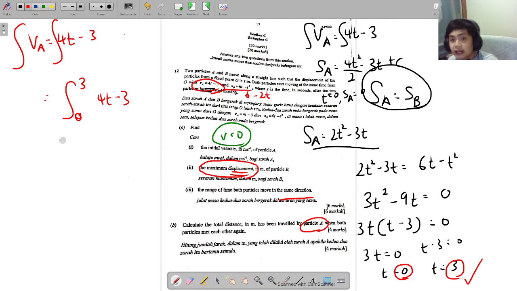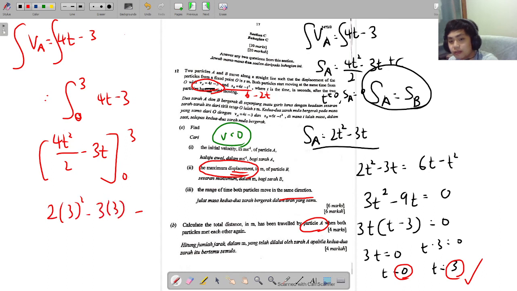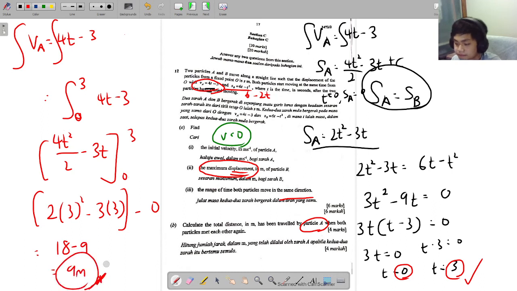From here, I have 4t squared over 2 minus 3t from 0 to 3. So it's 2 times 3 squared minus 3 times 3, minus 0. In this case, it's 18 minus 9, and we have 9 meters. So the distance traveled by particle A when they meet each other again is 9 meters.